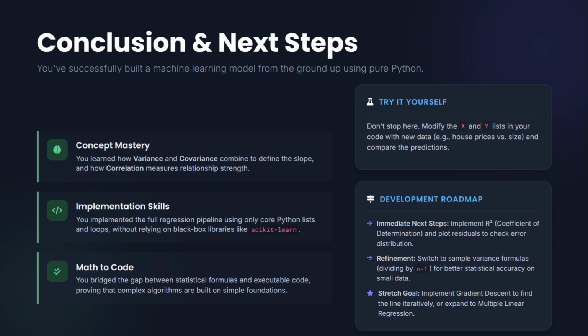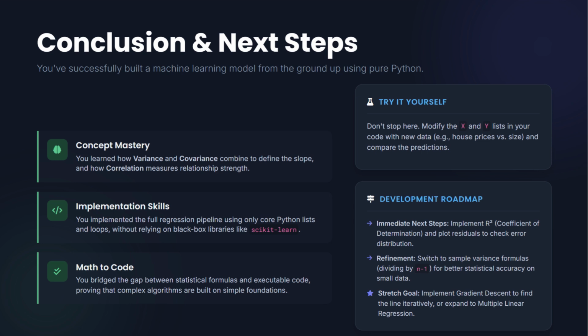What you learned: how variance and covariance together create the slope. How correlation measures the strength of the relationship. You turned pure mathematical formulas into working code. Now it's your turn. Try it yourself. Open the code, change the X and Y lists with your own real data, for example, house size versus price, and see the new predictions.